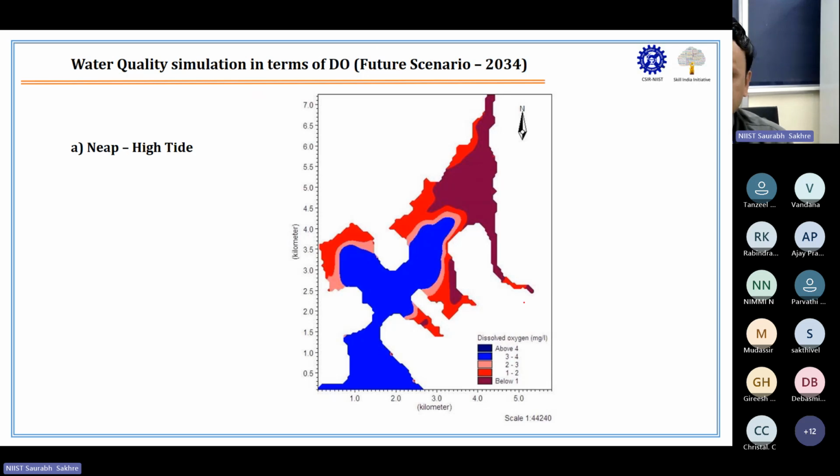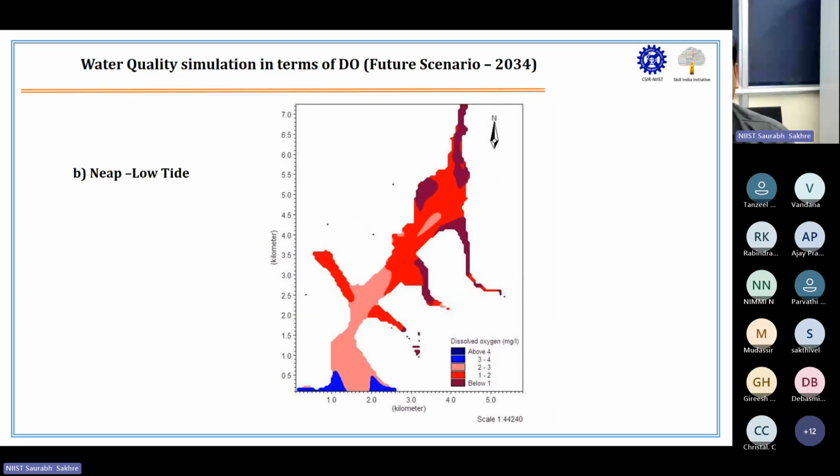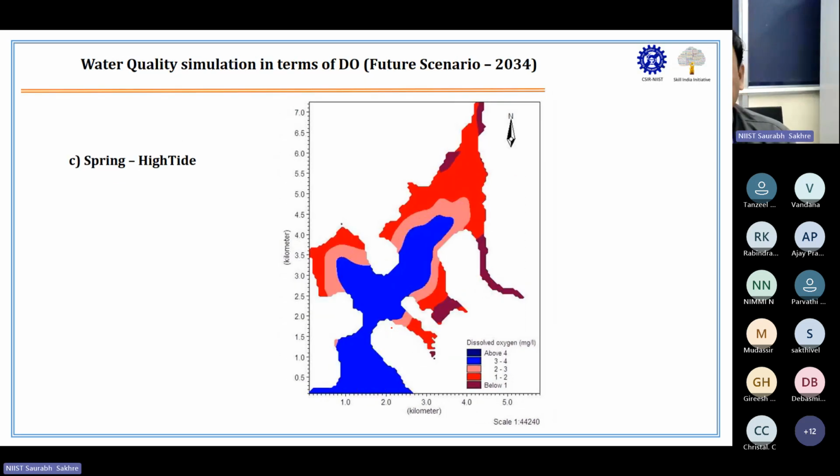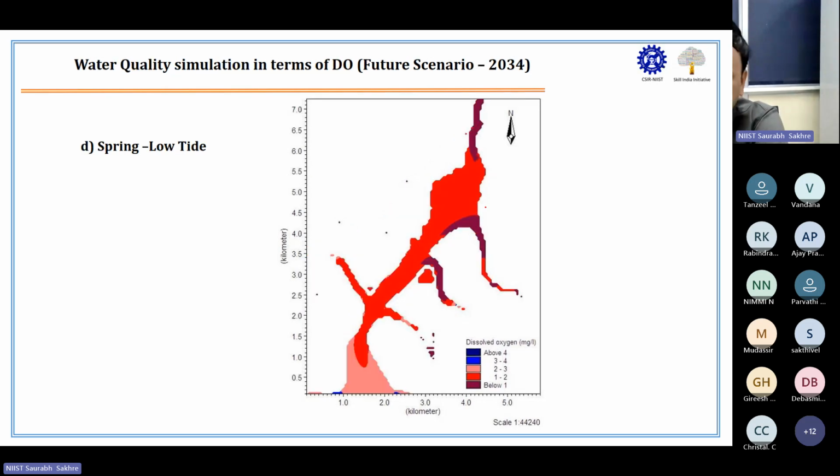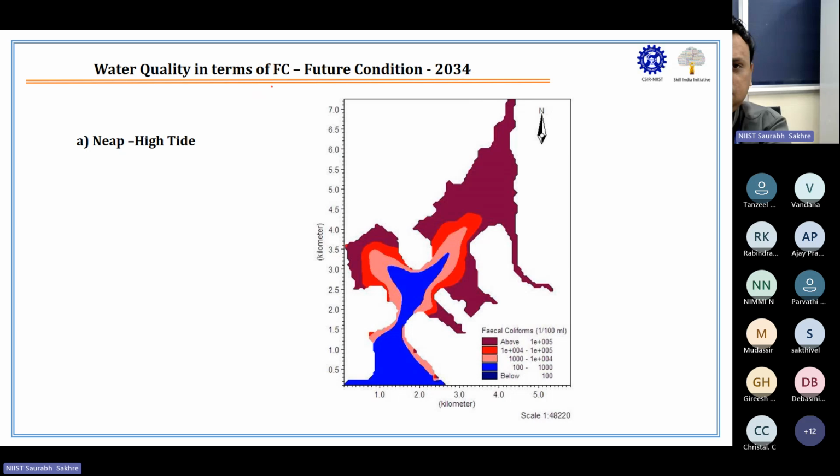In DO also you can see here that the area where DO is at least between 3 to 4 milligram per liter is increasing, because I am assuming that 60% is treated and I have given that input in the model. This is neap low tide, spring high tide. Again it is much improved, and spring low tide. Even if it is low tide, the areas in which DO is less than 1 are very few. You can see here. Now we'll come to the fecal coliform.